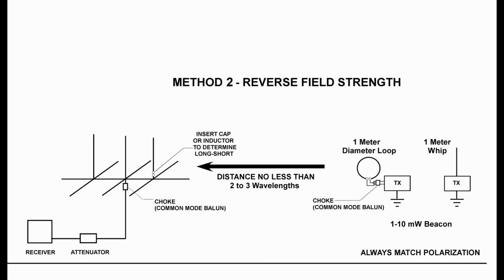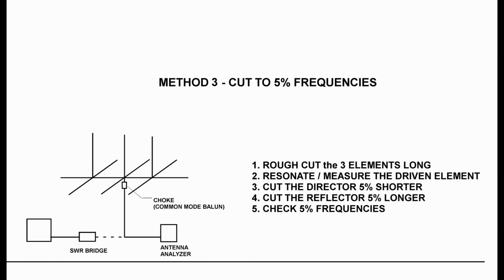But the method that I ended up using, and this is probably due to sheer laziness, is I simply use the old handbook formula of cutting the director 5% shorter than the driven element. And if we're going to use a reflector, you cut it 5% longer than the driven element.